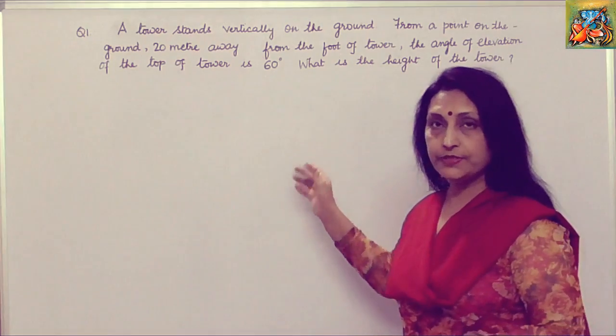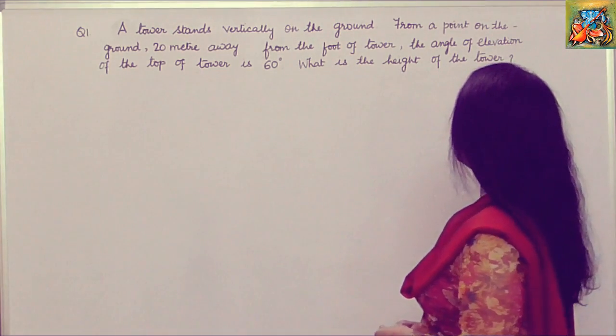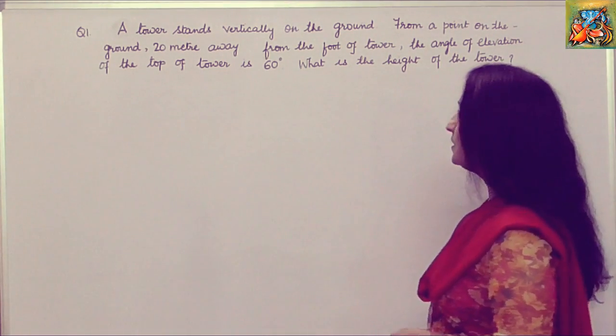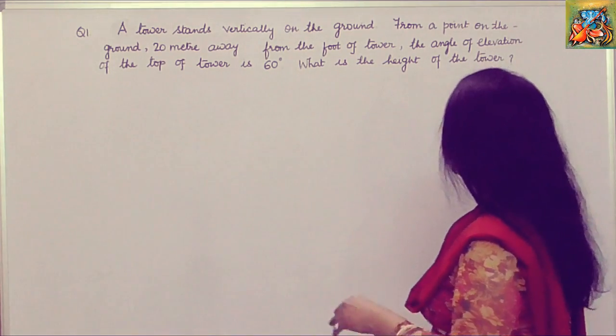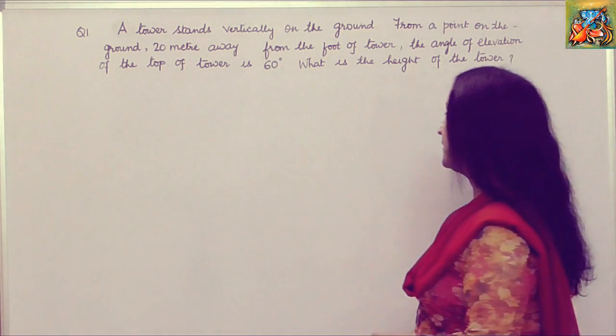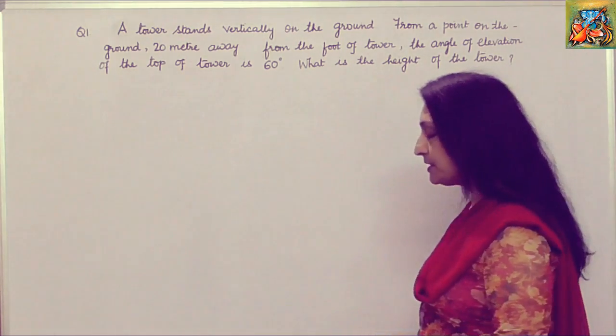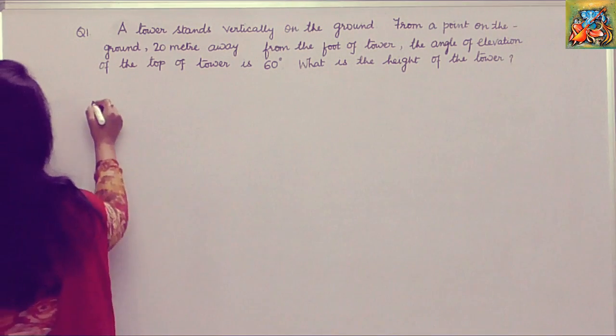that is theta. First question: a tower stands vertically on the ground. From a point on the ground 20 meters away from the foot of the tower, the angle of elevation of the top of the tower is 60 degrees. What is the height of the tower? First of all, we need the diagram.